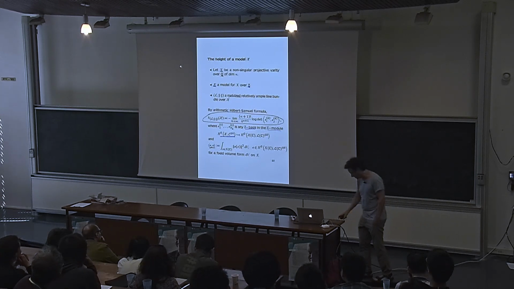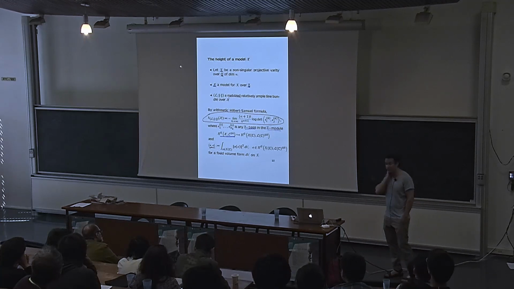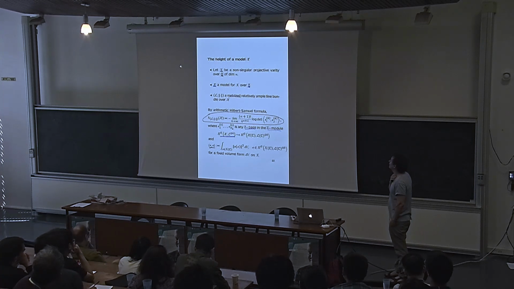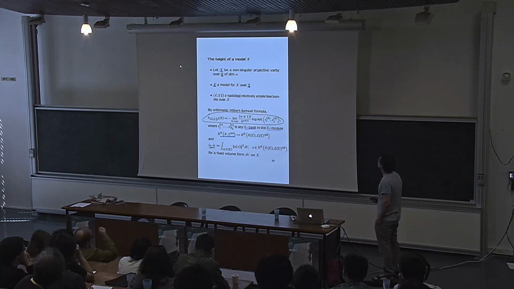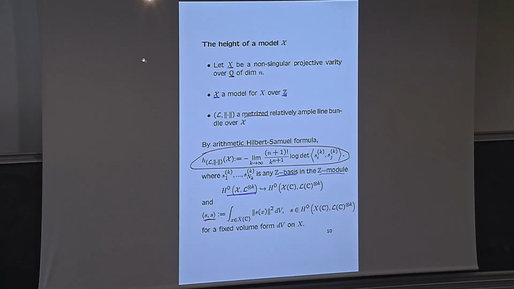Okay, so before stating something which is at least slightly related to this result, I'll give you the definition of a height of a model very concretely. So let's look at this general situation. I have a projective variety over Q of dimension n, and I fix a projective model over the integers, and I look at a line bundle which is relatively ample, so ample on all these fibers, and it has a metric over the complexification.